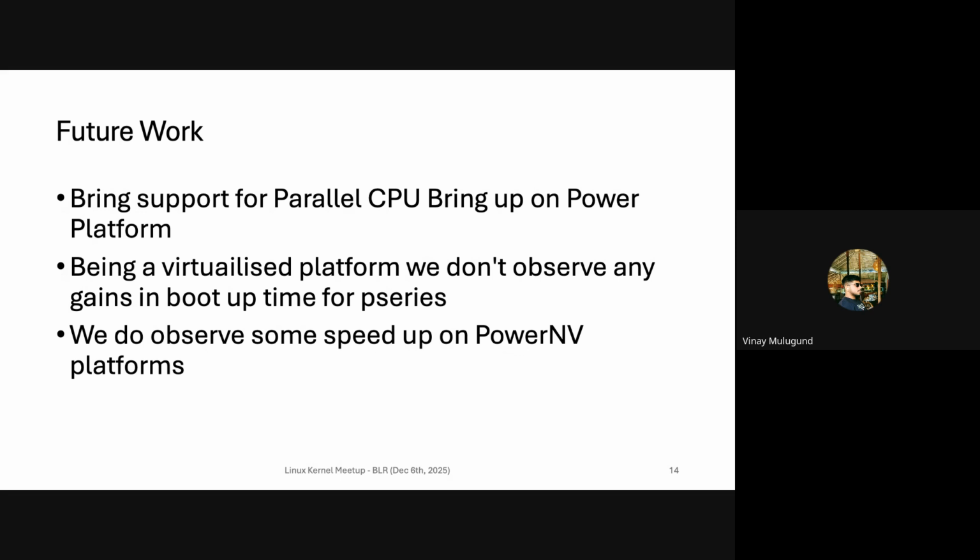As a future work, we were looking to bring support of parallel CPU bring up on the Power Platform. Right now, being virtualized, we don't see any gains for the virtualized platform, but we do observe some speed up in case of our bare metal PowerNV system. So that would be the future work: can we parallelize the entire CPU operation so that we run the prepare section once, because the prepare section will be executed by the control section.